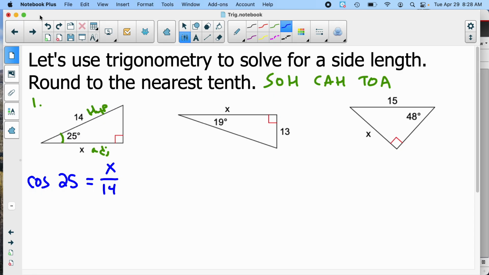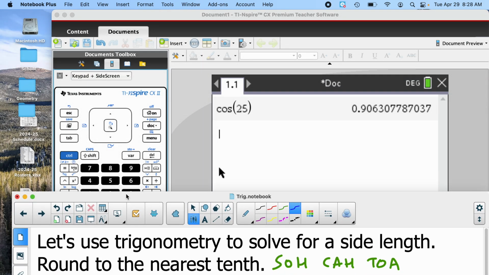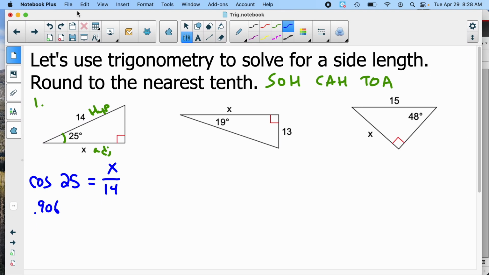So if we go back here for a second, knowing that this cosine of 25 is a number, you can write it as 0.9063. I go at least 4 decimal places. 0.9063 equals x over 14. Okay, this is an equation that we can solve. Because if I put this side over 1 and I cross multiply, I'm going to get x equals 14 times 0.9063, and all those decimals.